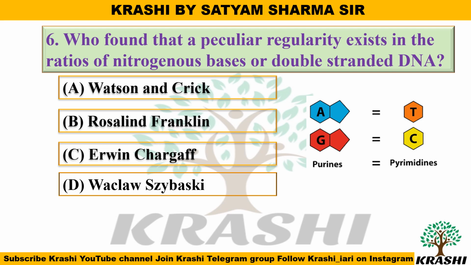Question number 6. Who found that a peculiar regularity exists in the ratios of nitrogenous bases of double-stranded DNA? It was found by Erwin Chargaff in 1950, known as Chargaff's rule, which determined that purines are equal to pyrimidines, where A is equal to T and G is equal to C.